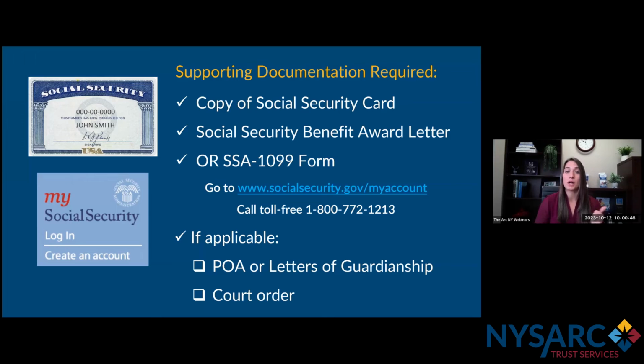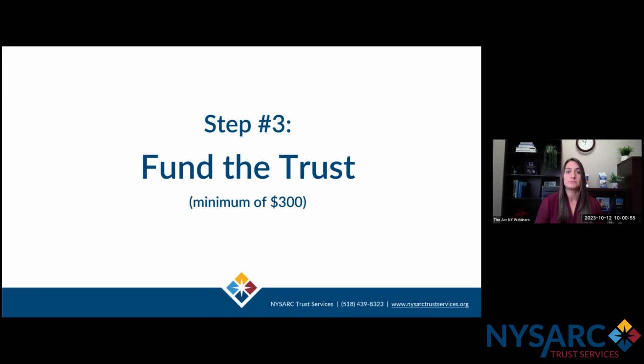If someone other than the beneficiary is signing, we must get documents that substantiate your authority to sign on their behalf. So, a copy of your power of attorney, letters of guardianship if you're signing as a guardian, and a court order if the trust is being established by court order. So now we have the joinder agreement complete, signed and notarized. We've got our supporting documents attached.